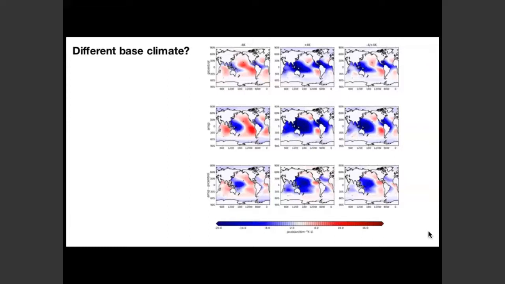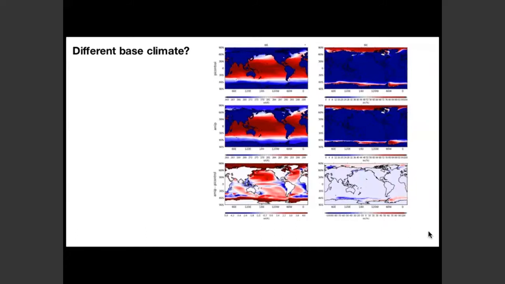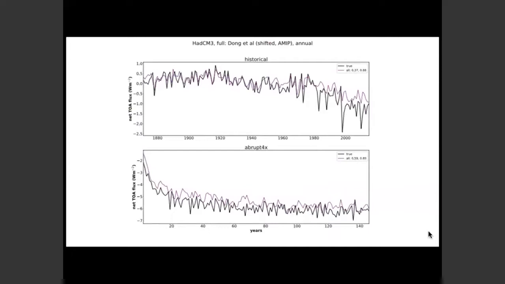So these are Jacobians constructed for those two different base states. You can see that they look very different. Next slide, please. But the reconstruction that you get from using the obs as opposed to PI control, so this is using the AMIP instead of PI control, it's a little bit worse, but it's not radically different. So this could be a trade-off that we decide is worth it, just to have a consistent set of boundary conditions. Next slide, please. So that's just a comparison with a PI control. There is a little bit of a loss of signal, but it's not so terrible.